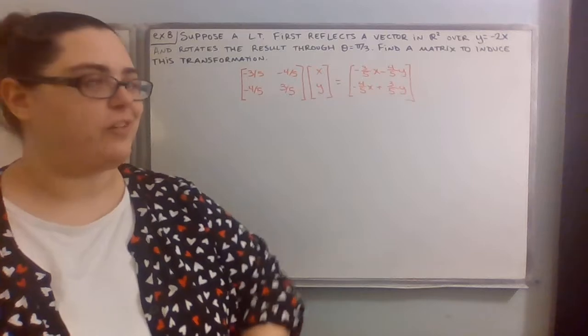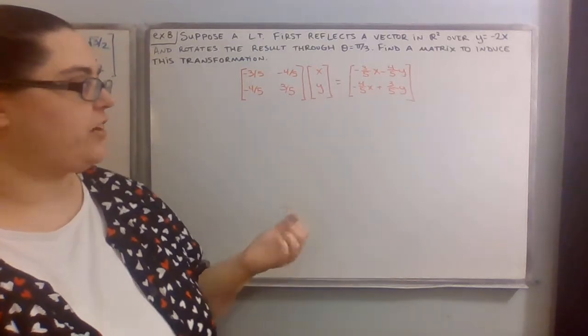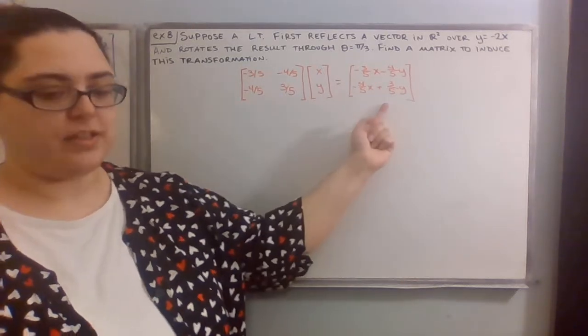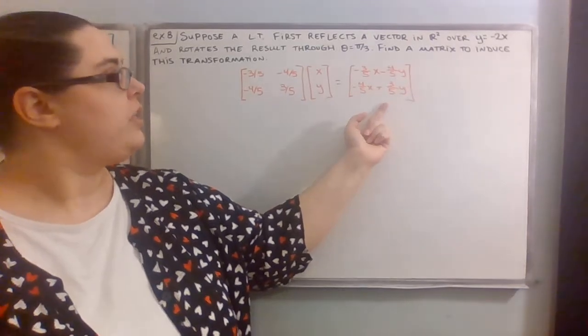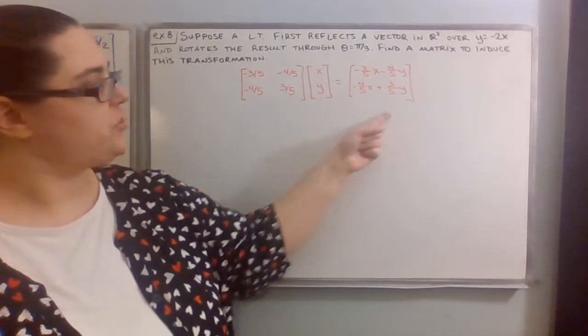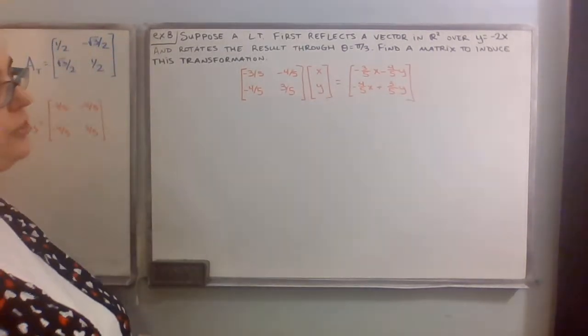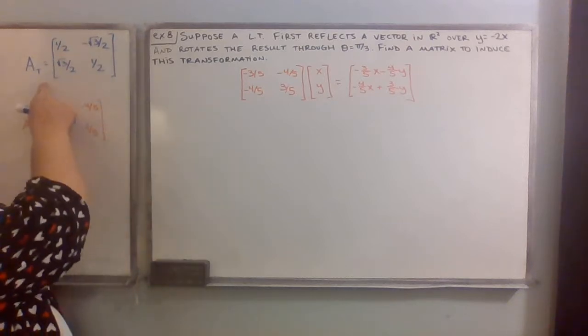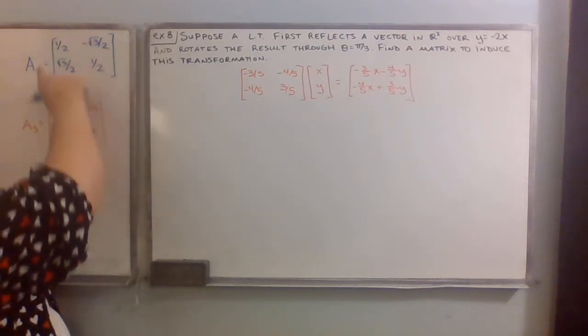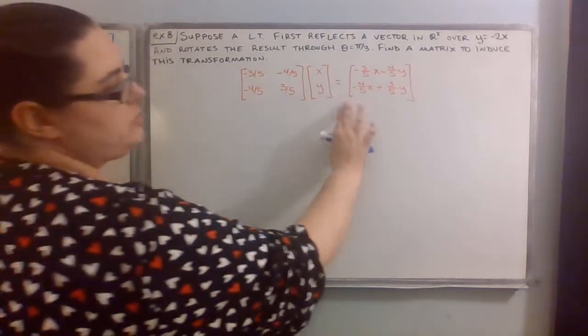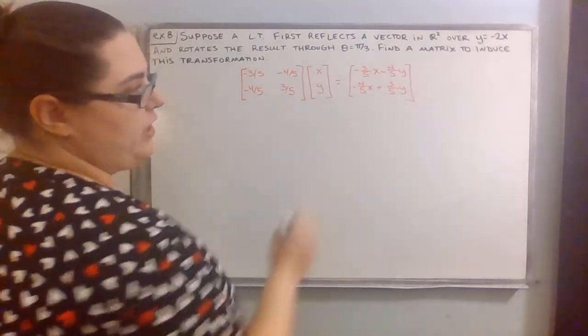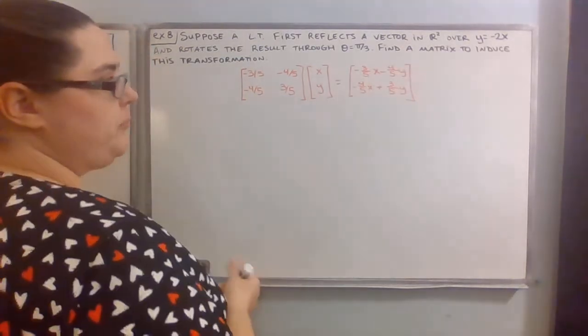So the first step of this new linear transformation is to take our vector xy and turn it into this one. Then we're going to take this answer and rotate it through pi thirds. So now we're going to take this matrix and multiply it by this one on the left, because this is the result that we got.